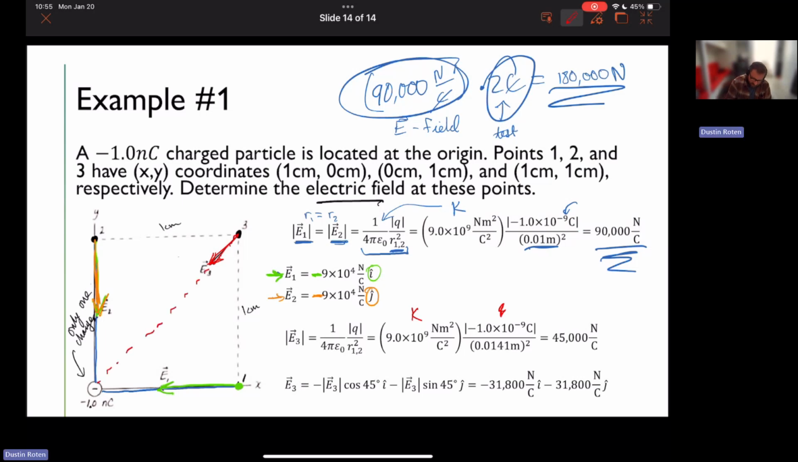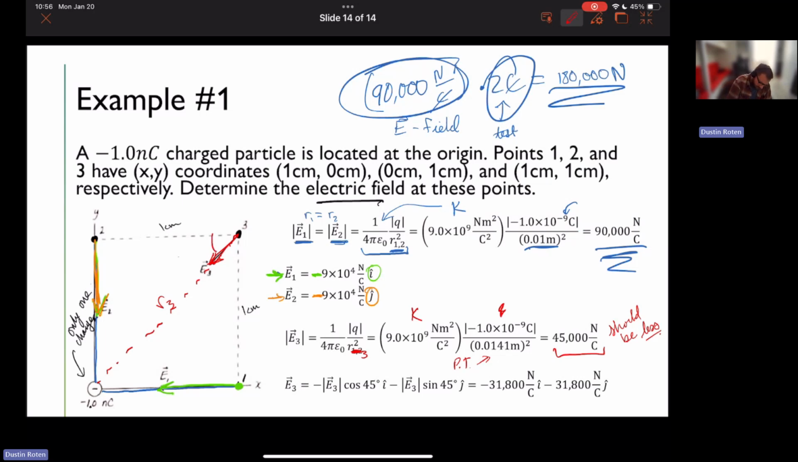value here. That is just from the Pythagorean theorem, right? So I'm just going to write PT. You all know how to do that, and this video is getting a little long, so I'll let you figure that one out. Ooh, this should be R3, by the way. R3 down here. So we plug in our value of R3, turn the crank, and we get this value of 45,000 newtons per coulomb. It's further away, so it should be less. Okay. Now we have the magnitude, we just need to get the direction.